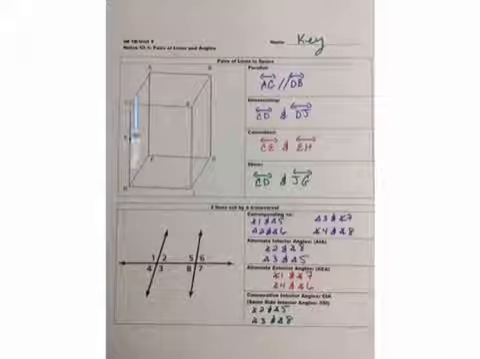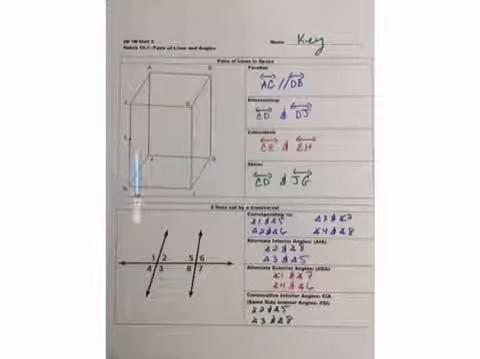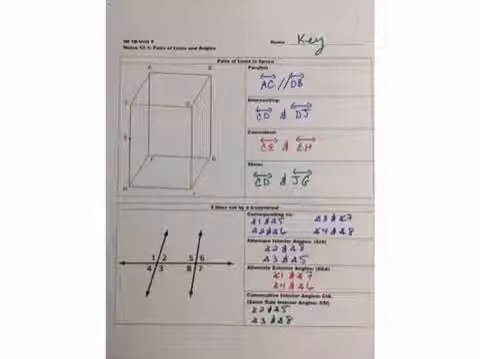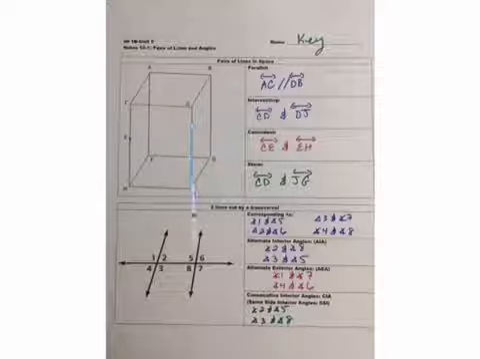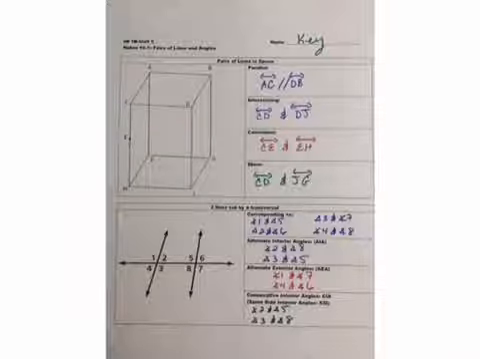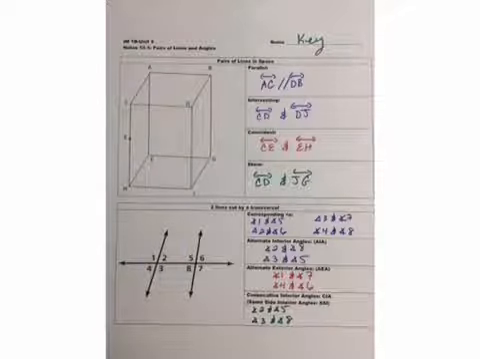To give you another example, CA and FG are skew lines. Or maybe DJ and AB are skew lines. They're not intersecting, but they're not parallel. They go different directions.